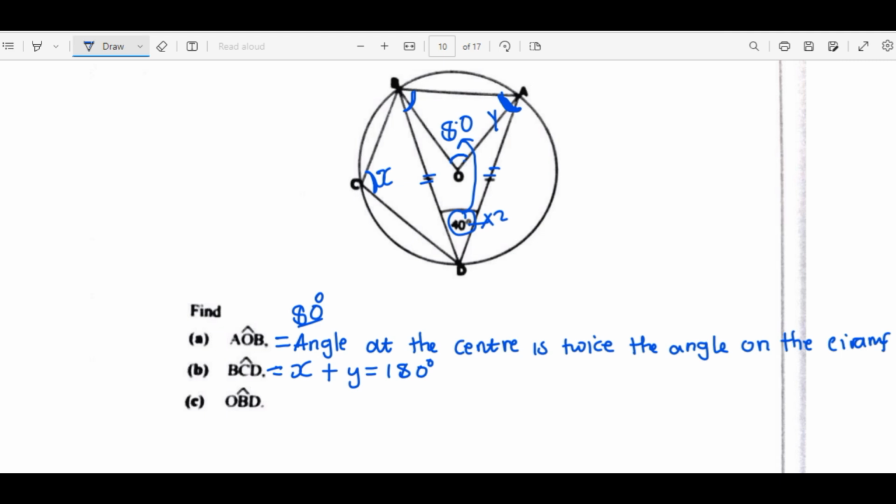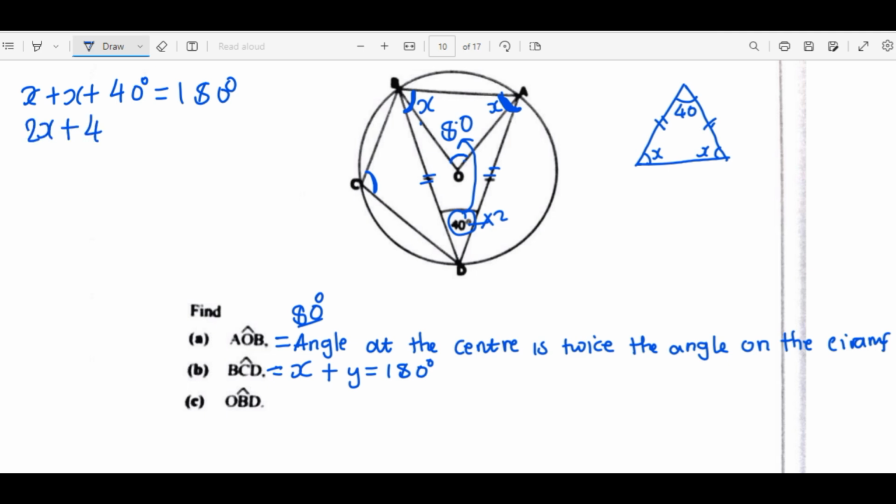Remember, we are saying these two angles must be equal. So now let's say we have two letters. Let's use letter x. Here we have x, also here we have x. So how can we find the value of x? We'll say x plus x plus 40 is equal to 180. Picture this triangle like this. We have 40 here. So these two base angles must be equal. That's a concept. x plus x is 2x plus 40 is equal to 180.